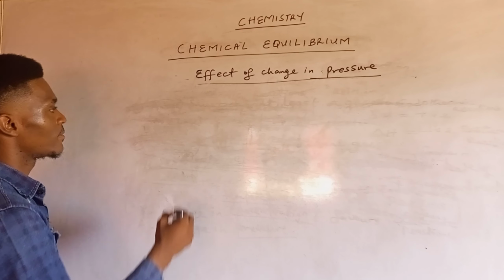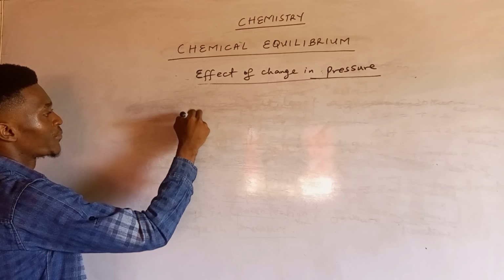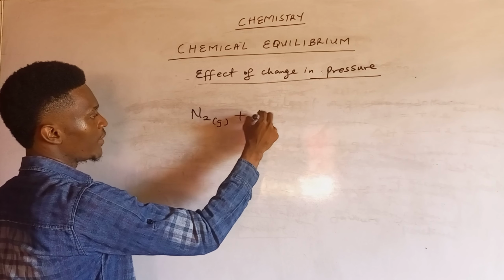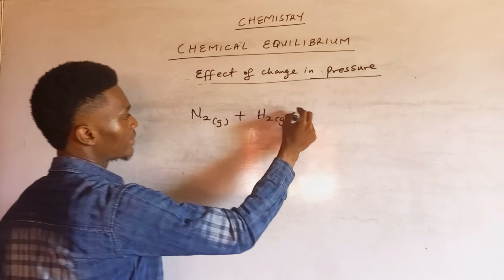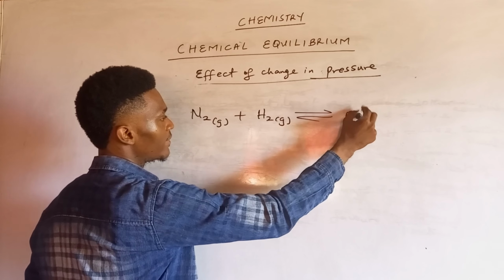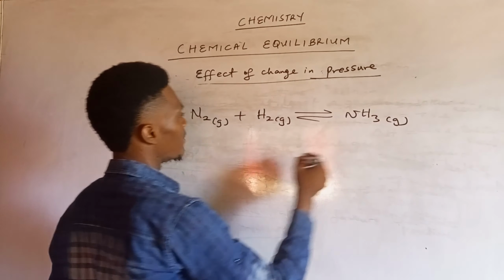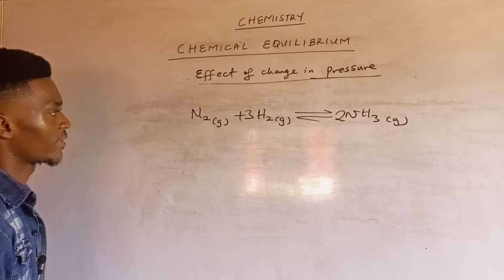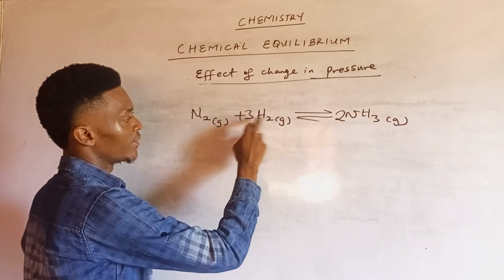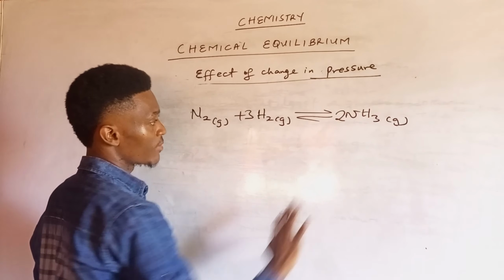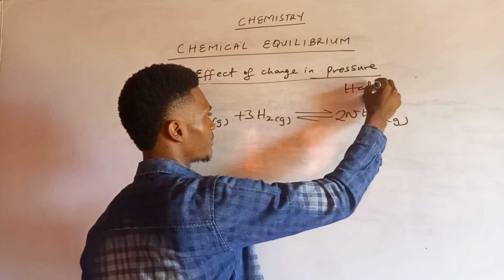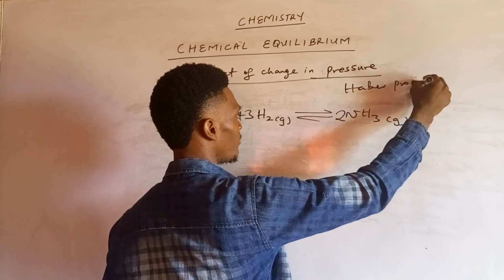So looking at this system, let's say we are given N2 gas plus H2 gas, then to give NH3 gas. Then balancing this reaction, here will be 3, here will be 2. The reaction is balanced. You check. We have 2 nitrogen, then hydrogen is 6, here is 6. So everything is balanced. This is known as Haber process. That is the industrial manufacturing of ammonia.